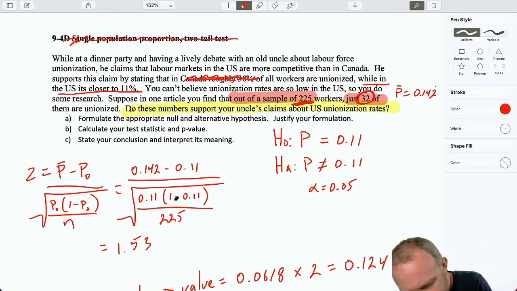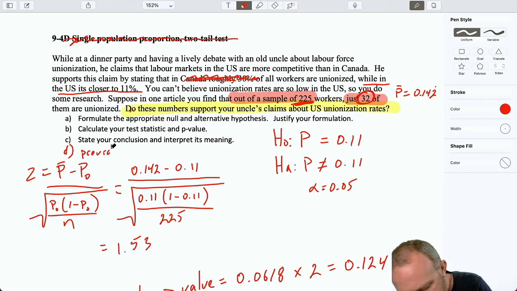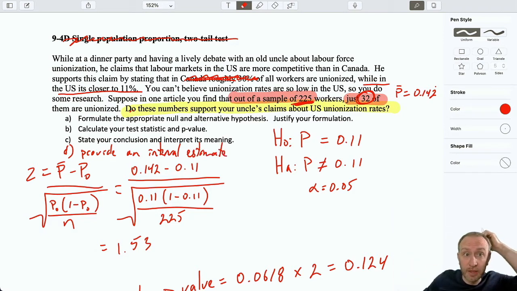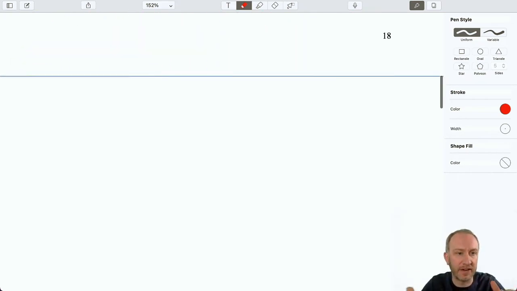A, B, C, D. And let's go through and provide an interval estimate for that true population proportion. Now, one of the reasons I'm doing this one is because there's another little difference here that can sometimes be a little bit tricky. The calculation is very familiar.